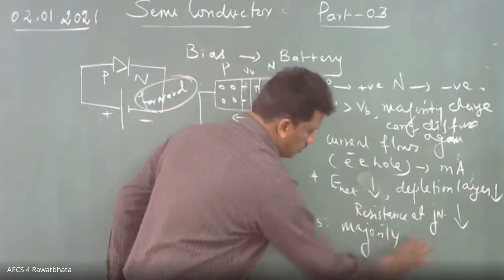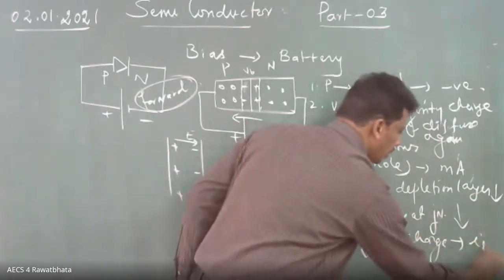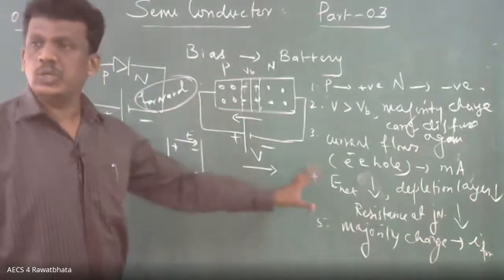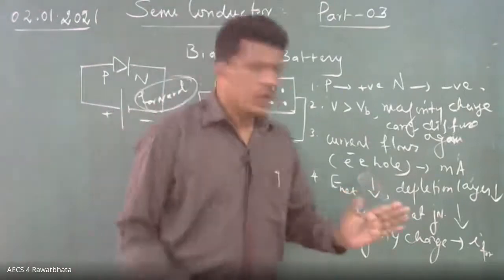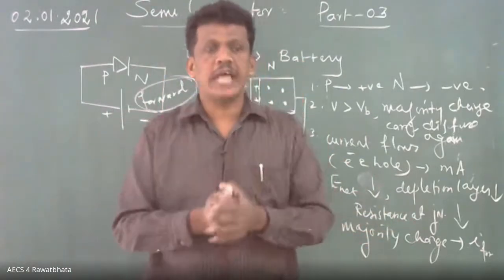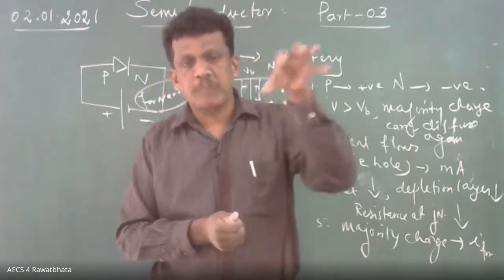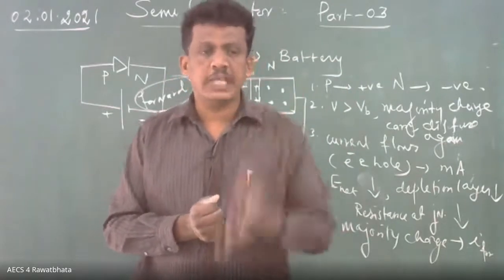Majority charge carriers give the forward current. Forward current. That's all. Is it clear to you all, the points? Okay. So what is forward bias? During forward bias, what is happening? In forward bias, which carriers are responsible for electrical conduction? The current is measured in milliampere.